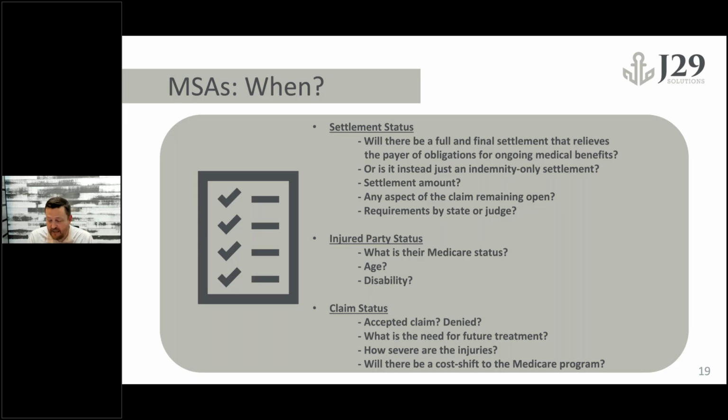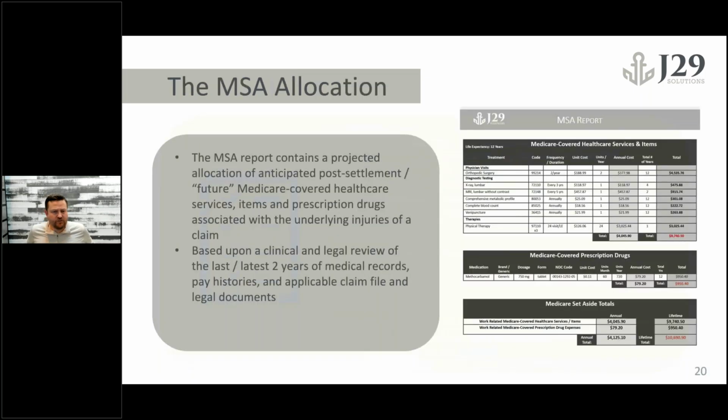And then lastly, and I think this is really the dispositive question, is there going to be a cost shift to the Medicare program post-settlement? That's really, at the end of the day, the litmus test for whether or not to do a Medicare set-aside. If there's going to be a cost shift, you want to make sure you mitigate against that by doing a Medicare set-aside. We can move to slide 20, please. So what's the MSA? I think many people have seen these before, but just to go through it for the newbies here, the MSA is the report.